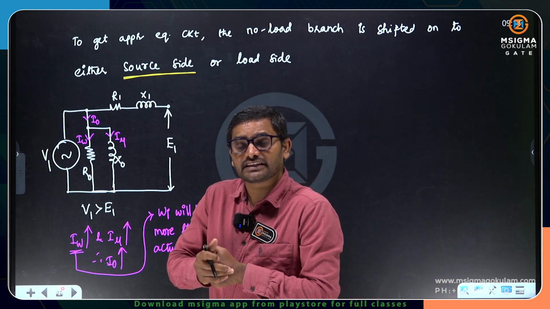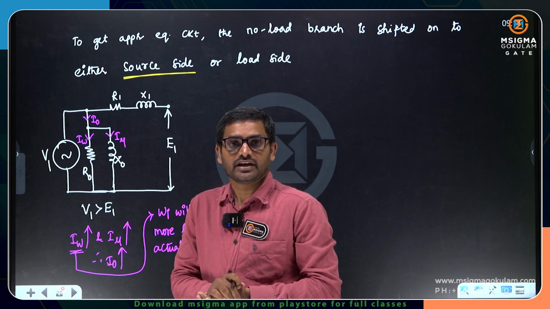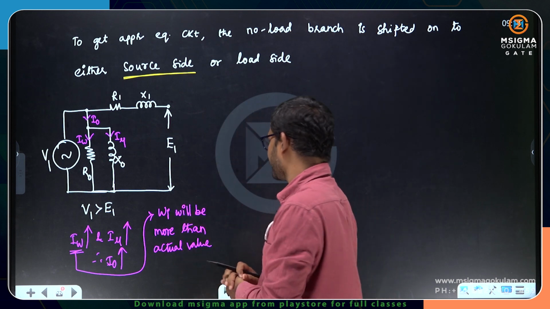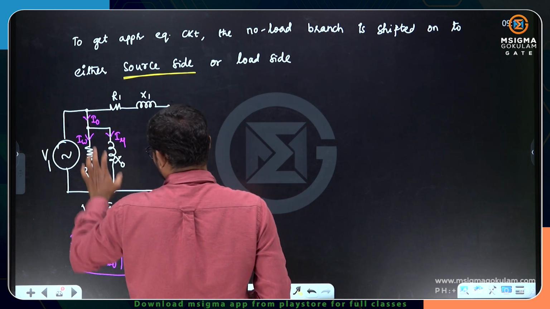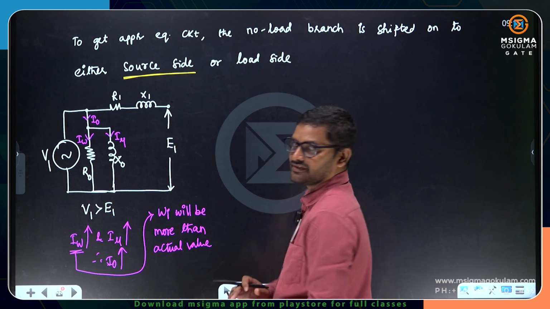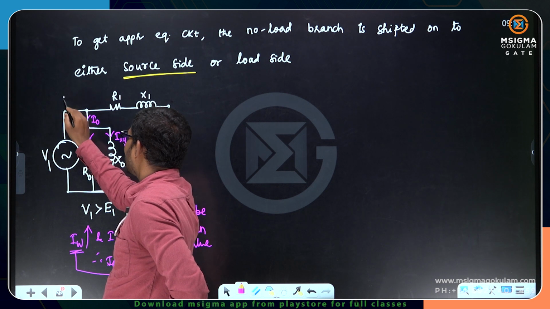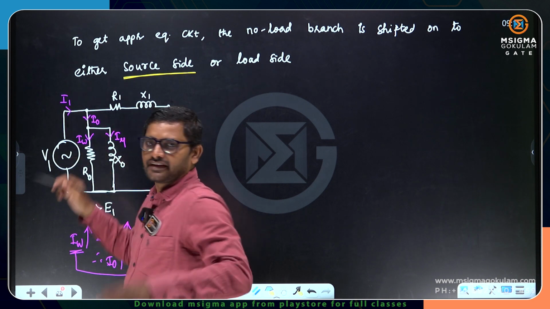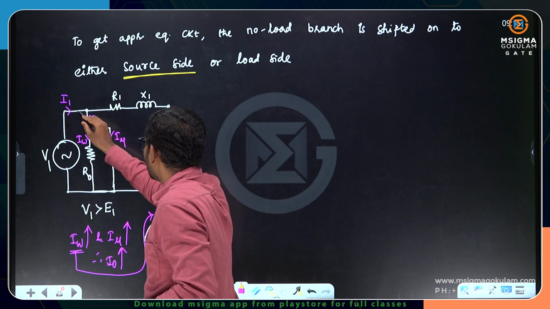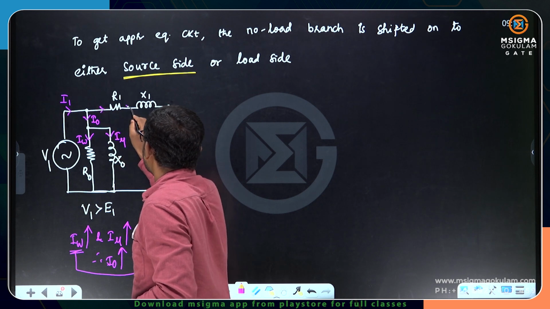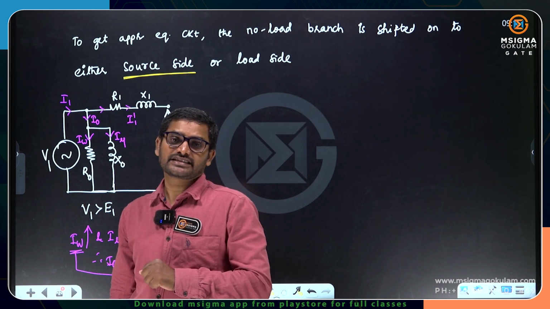How can you say V2 is less than E1? If it is a step down transformer. If it is a step up transformer, that's a different case again. So we have shifted the no load branch parameter onto the load side or source side, and we got this deviation. So this is done. Now we know that the supply voltage will drive a current, the primary current I1. Out of this, I1 is a summation of I1 dash plus I0. I1 dash is diverted here, and the primary winding is carrying I1 dash current.